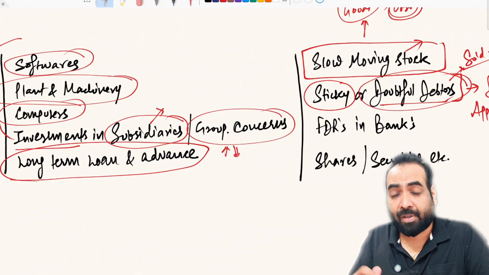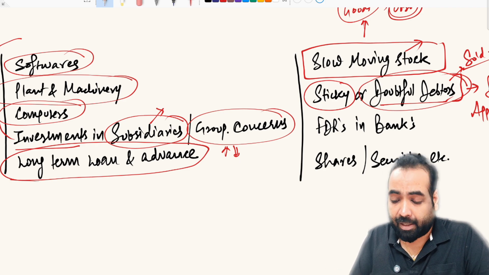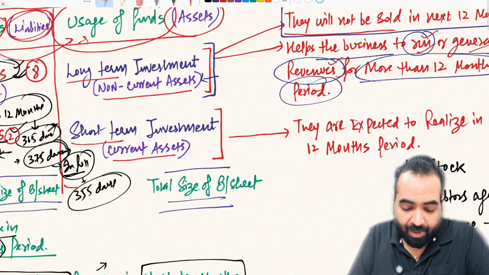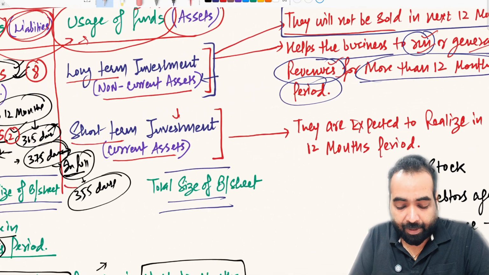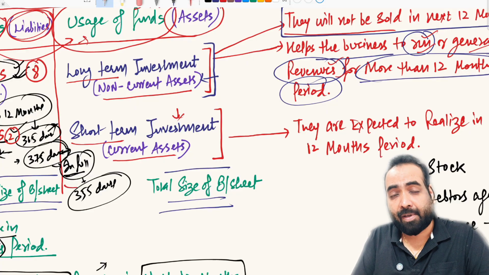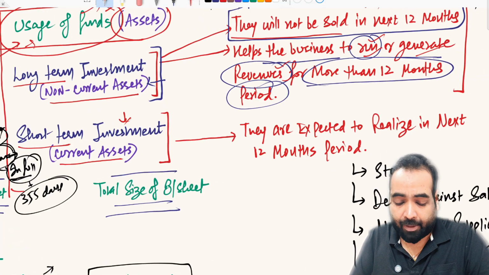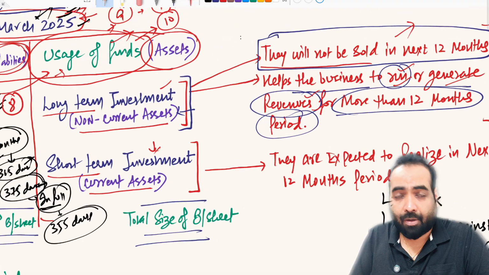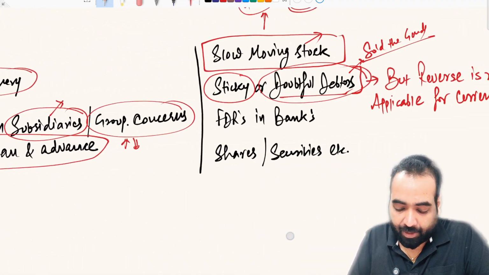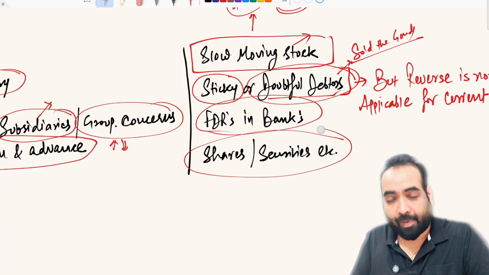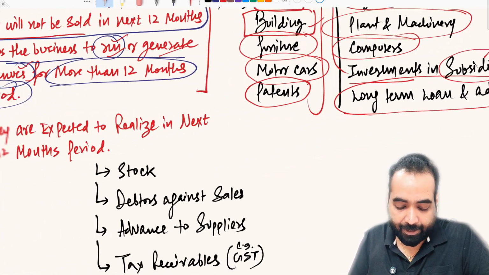If your investments were meant to be recovered in the next 12 months period and you are not able to do so, then it is your incompetence. Then we will not give you the benefit of representing to the shareholders or investors that these are my investments which will give me money in the next 12 months period. No, you can't say that to them. You have to classify them in long term investments, right? FDR in the banks is also long term investment. Share securities investments are also long term investment, right?